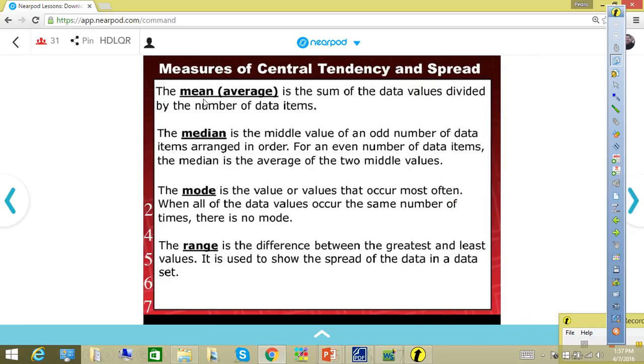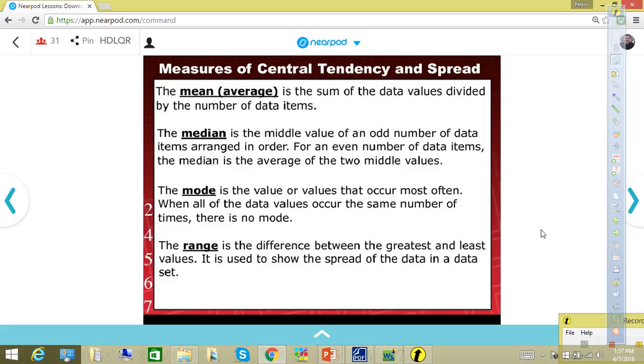You don't need to copy these. But it says exactly what we just did. What does the mean or the average do? You find the sum of the data and divide it by the number of items. Did we do that? Yeah. The median, just go to the middle once you have it in order from least to greatest. The mode is the one that occurs most often. And the range is the difference between the greatest and the least.